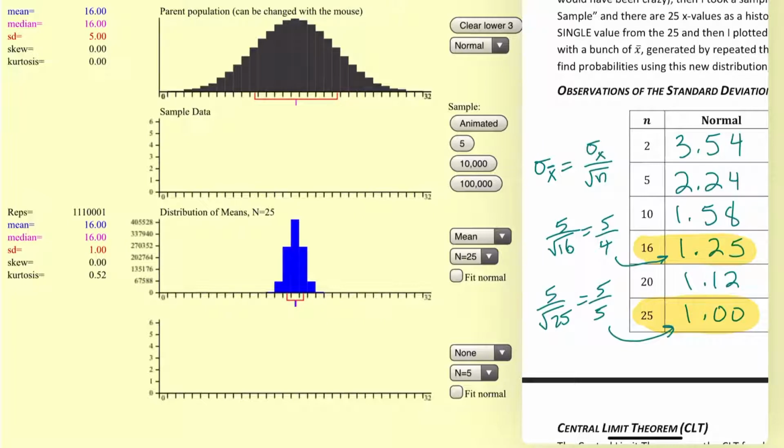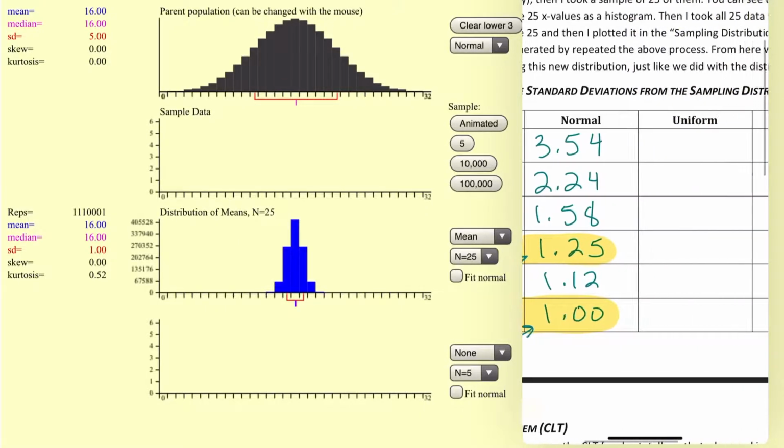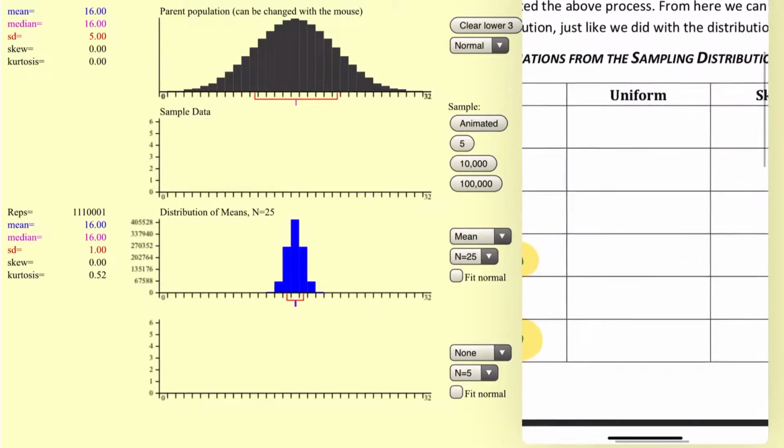Also, I didn't make a big deal about it, but if you notice, the parent mean is 16, and on all of these, the sample mean is 16. That's a really big deal, but it's kind of obvious here. You saw that lining up right in the middle, just getting skinnier in that same spot. And then every single time we ended up with a normal distribution. This one's kind of boring, but let's move on to the uniform distribution.